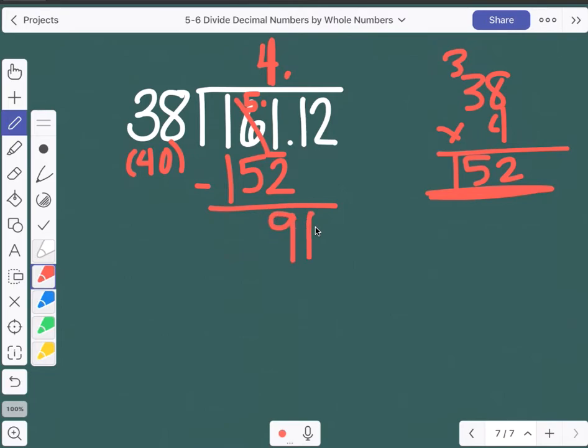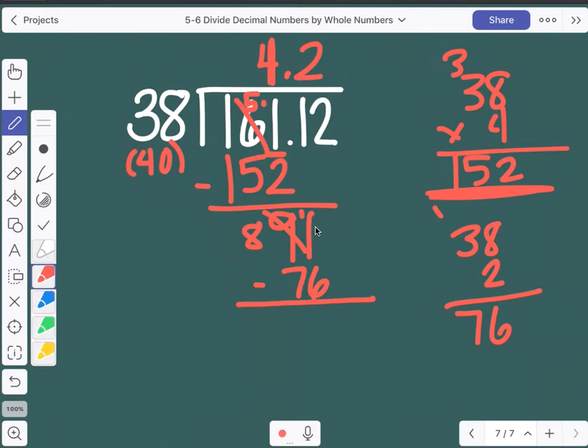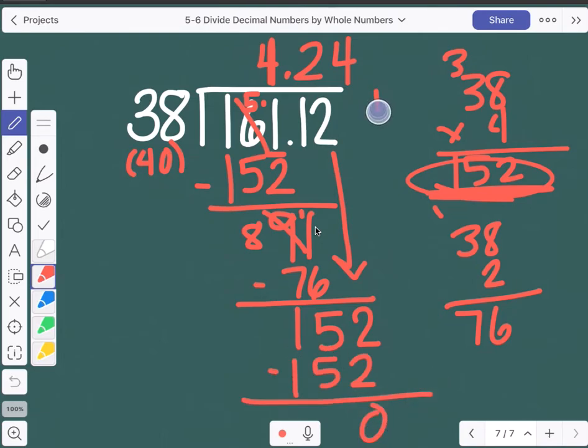Okay, 38 is close to 40, so I'm going to say it's probably only 2. 16, 6, 7. Okay. Go ahead and subtract. So I have 15. I'm going to bring that 2 down. Oh, look! I already know that one. 4. With a remainder of 0.